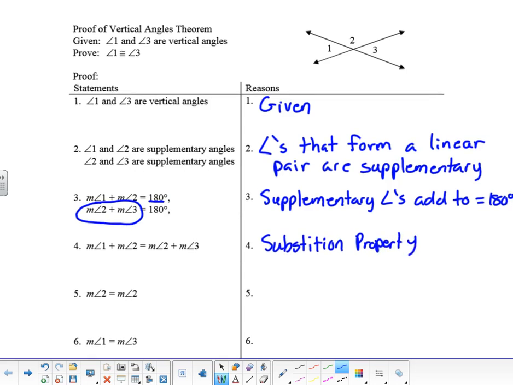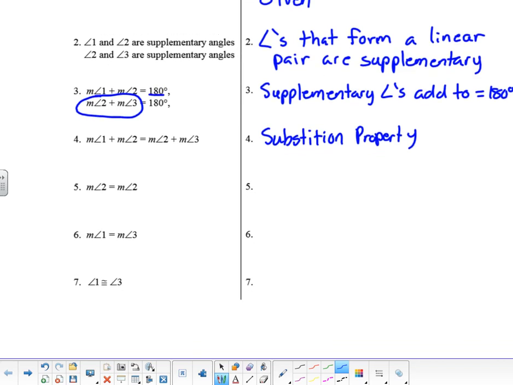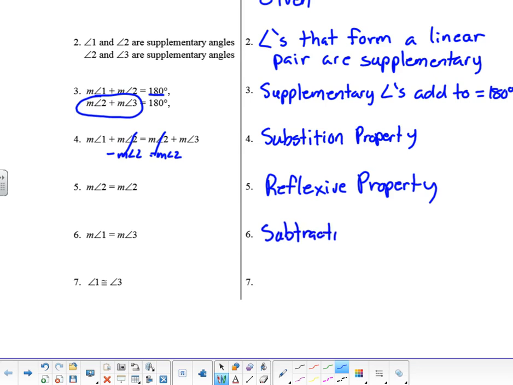All right, now, how are we going to get from there? The measure of angle 2 equals the measure of angle 2. Well, that's the reflexive property. Look in the mirror, anything equals itself. So how do we get to step 6? To get down here, if we subtract the measure of angle 2 from both of these sides, we would be left with what we have down here in step 6. So that's going to be the subtraction property of equality.